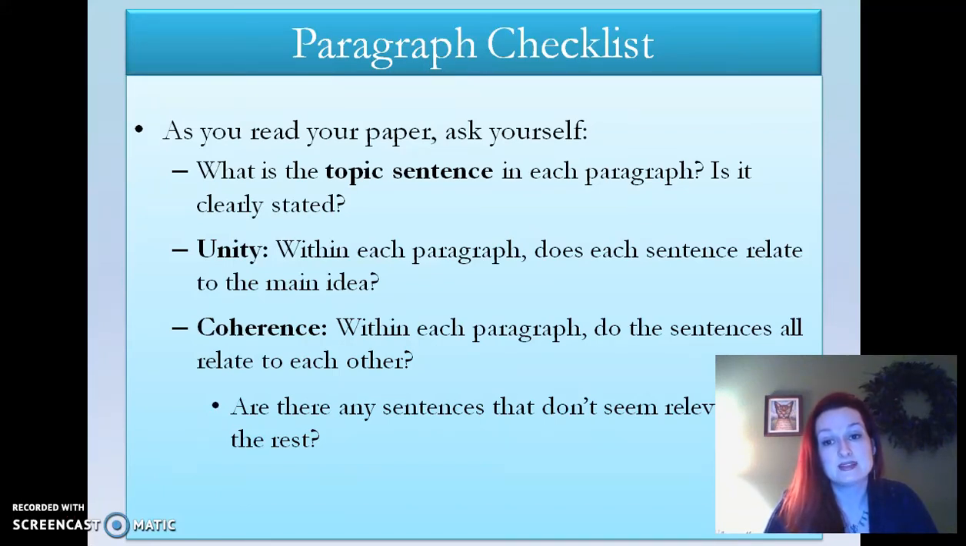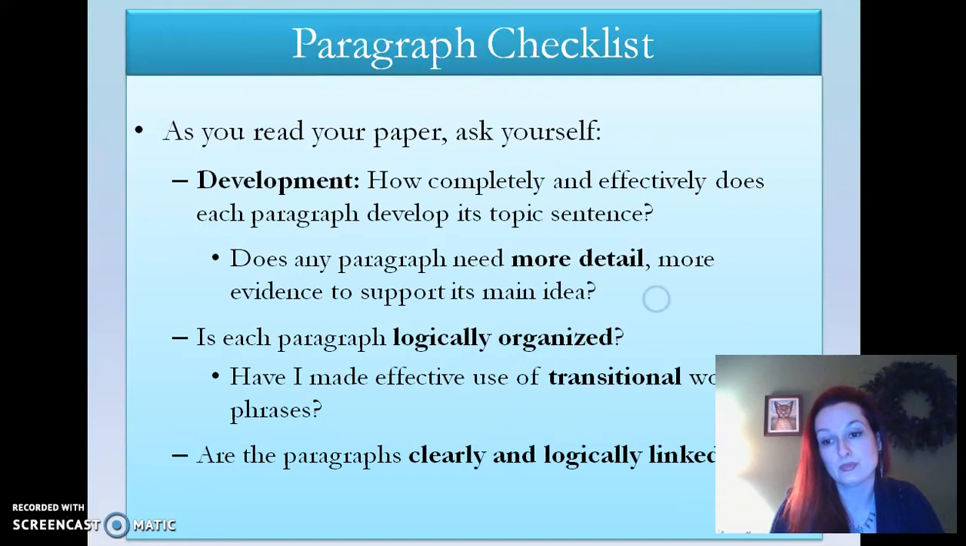Do we have unity and coherence? Within each paragraph, does each sentence relate back to the main idea, to the topic sentence? Within each paragraph, do the sentences all relate to each other? Are there any sentences that don't seem relevant to the rest? Is there any of that Sesame Street, one of these things is not like the other stuff going on?